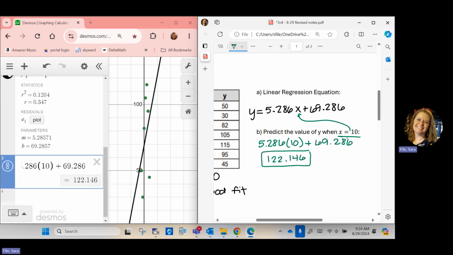But looking at that R and R squared value here, R is 0.3. That is a weak correlation. So our coefficient of determination here, being so far from 1, tells us this is not a great fit for making predictions. That's not an accurate prediction probably.